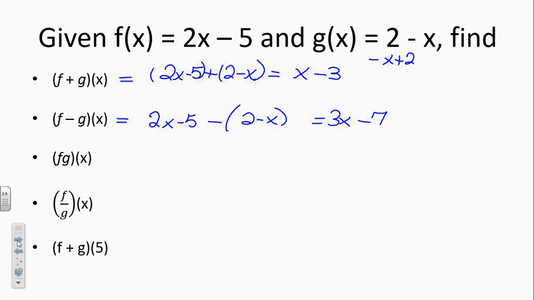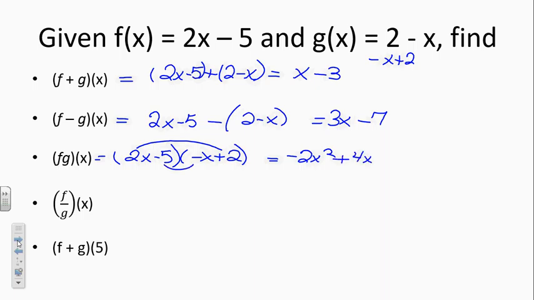What are we going to do on this next one? Good. 2x minus 5 times the 2 minus x, or negative x plus 2. And how do we multiply? FOIL it out, you bet. Multiplying two binomials together, 2x and a negative x is going to get us a negative 2x squared. Outsides? Insides? Lasts? Good. So combining your like terms.